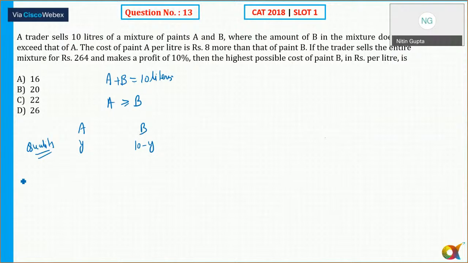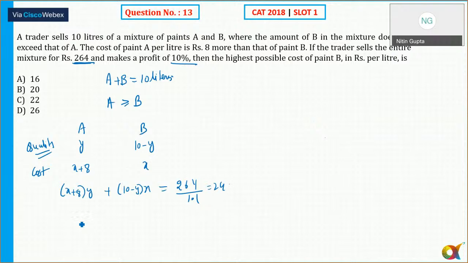So the next factor is cost. The cost of paint A per liter is rupees 8 more than that of paint B. So for paint B, the cost is X. So for A, the cost is equal to X plus 8. So I can say the total cost is X plus 8 into Y plus 10 minus Y into X. And the trader sells the entire mixture for 264 at a profit of 10%. So the cost price is 264 upon 1.1, and that will be equal to 240.